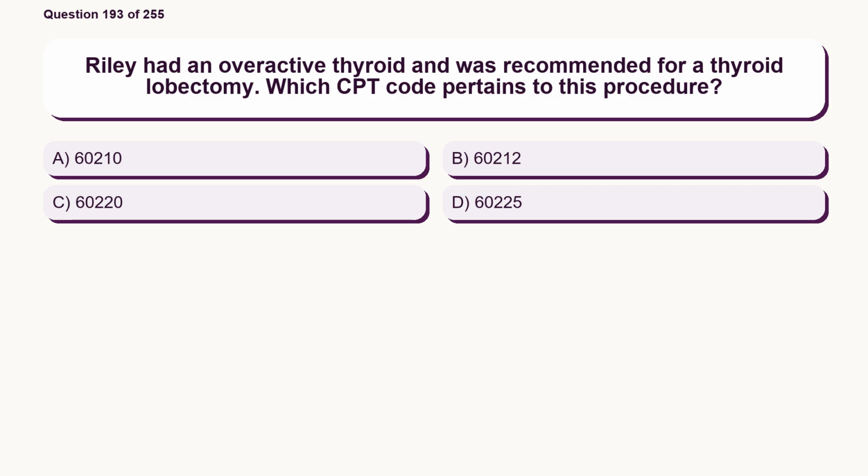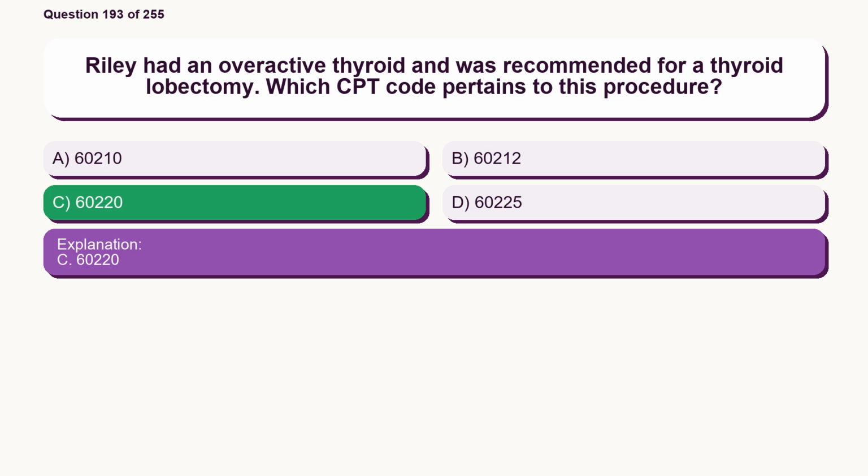Question 193. Riley had an overactive thyroid and was recommended for a thyroid lobectomy. Which CPT code pertains to this procedure? Option A. 60,210. Option B. 60,212. Option C. 60,220. Option D. 60,225. The correct answer is option C. 60,220. C. 60,220.